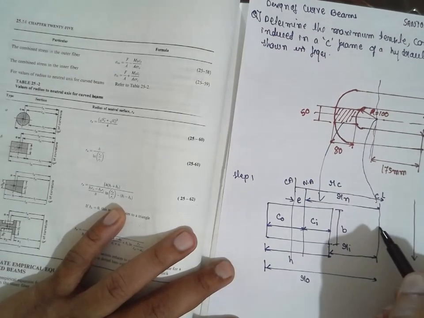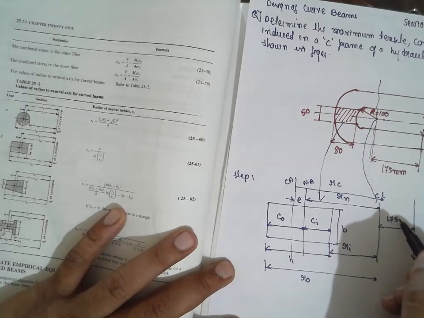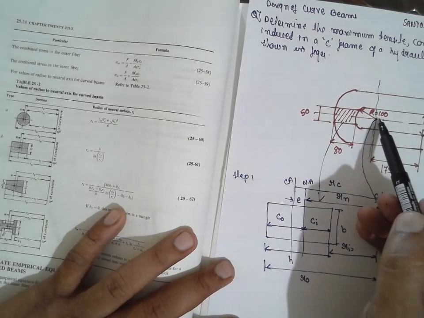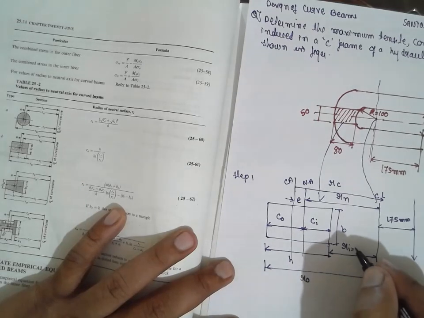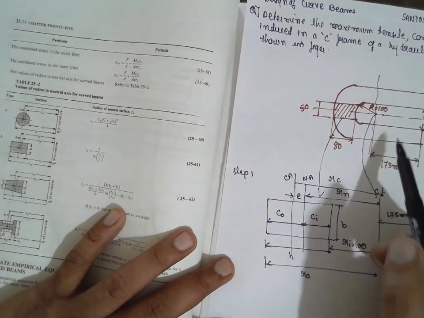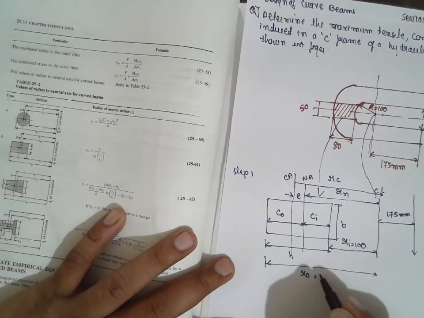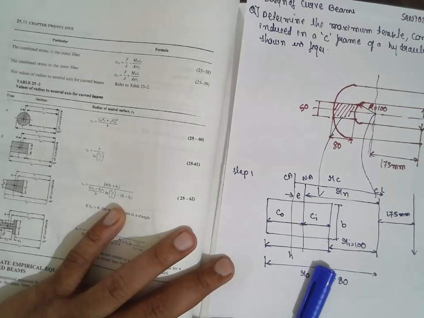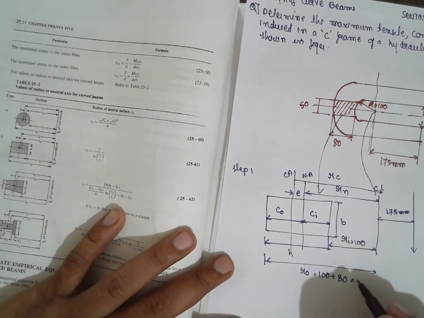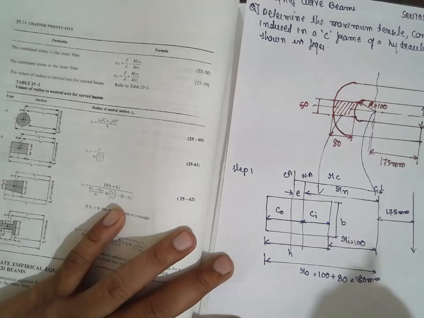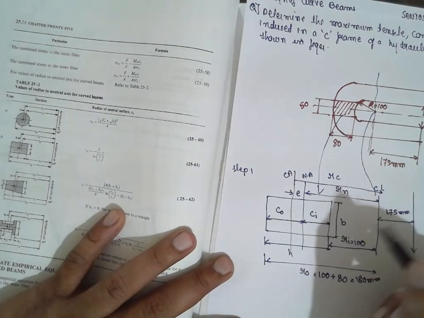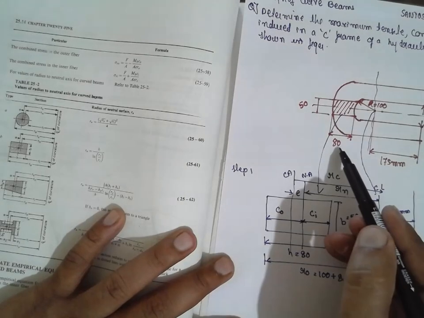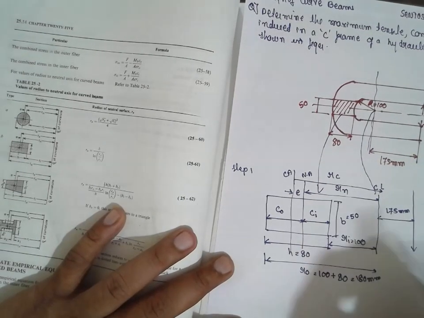Now, the distance is 175 mm to the central line. Now, what is Ri? Ri is nothing but 100. From this line, it is 100 mm. R naught is nothing but 100 plus 80, which is 180 mm. Now b is nothing but what? b is nothing but 50, as per the diagram. What is h? h is nothing but 80. This is step one.